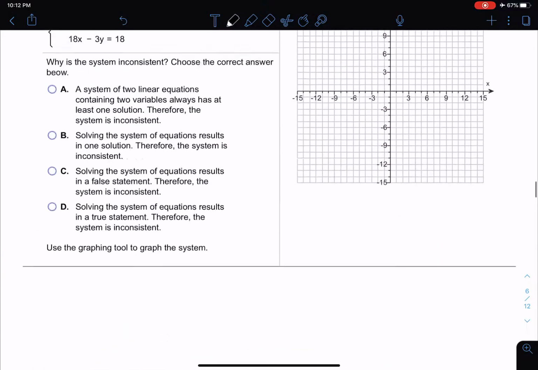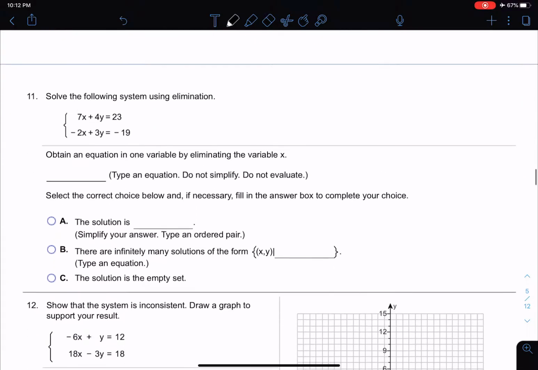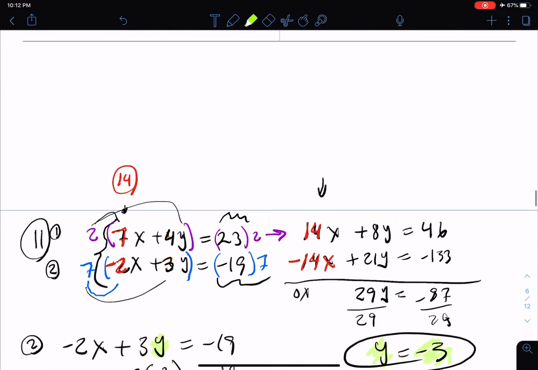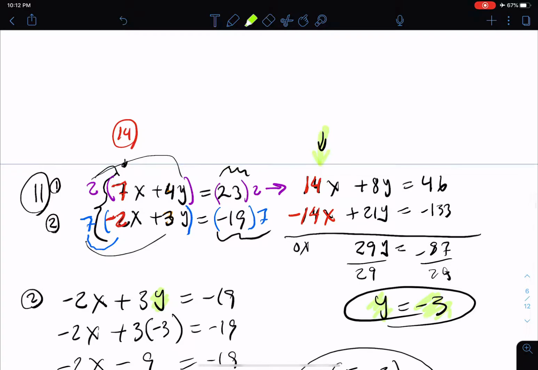So let me answer the question back here at the problem. The solution is 5 comma negative 3. It says obtain an equation in one variable by eliminating the x. So they asked us specifically, and you have the option, but because it's a computer program, they're forcing you to eliminate the x, which is what we did anyways. Didn't we eliminate the x? We eliminated the x right there, to where we had no x.